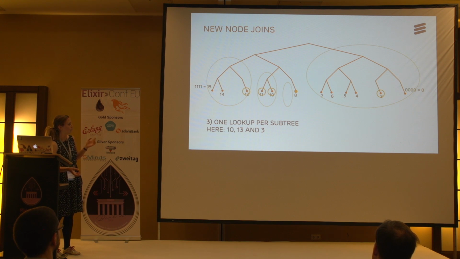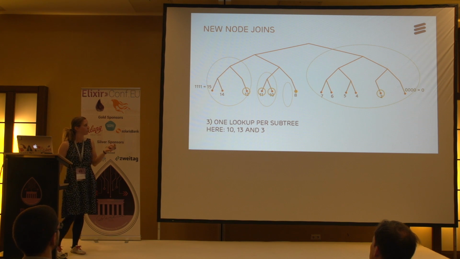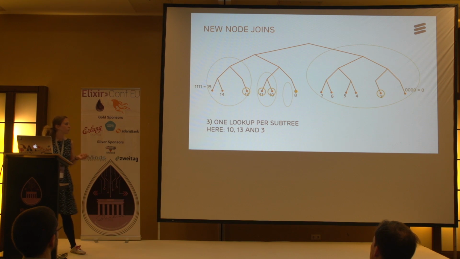So in this example, I randomly chose node 10, 3, and 13. And we will perform a lookup on those nodes. And during those lookups, node 8 will populate its own routing table and make sure that it knows at least one node in each of the subtrees.